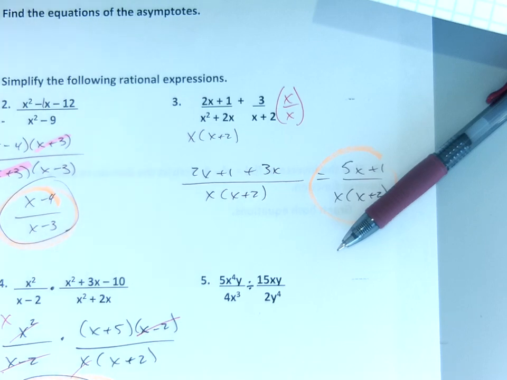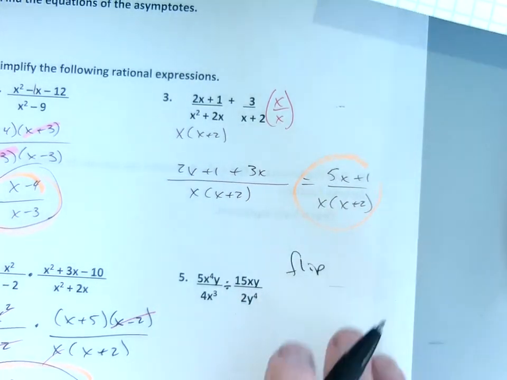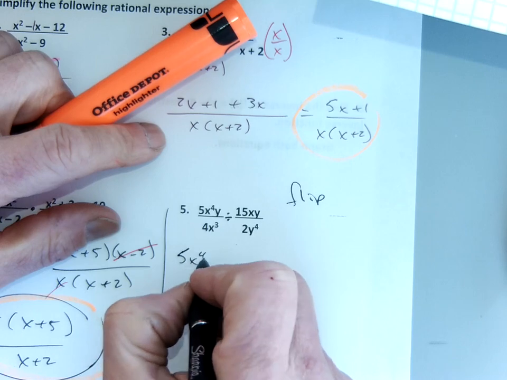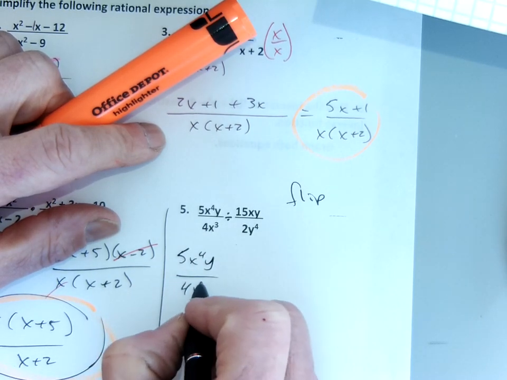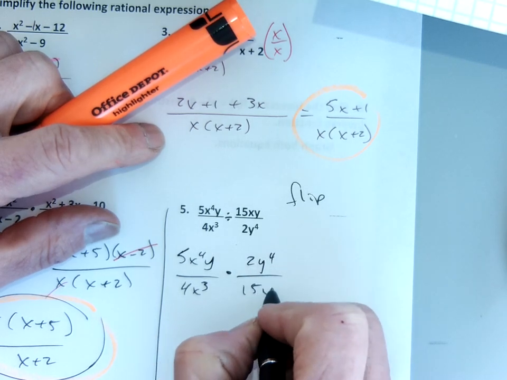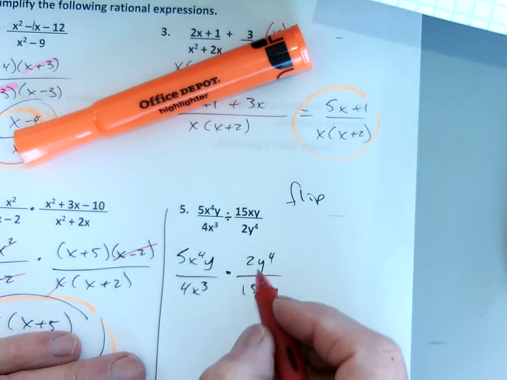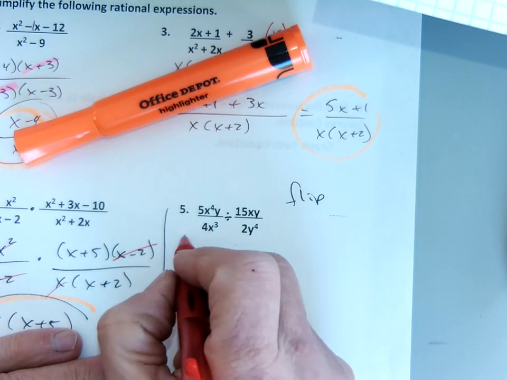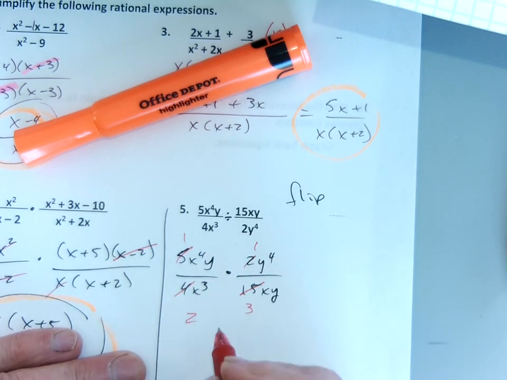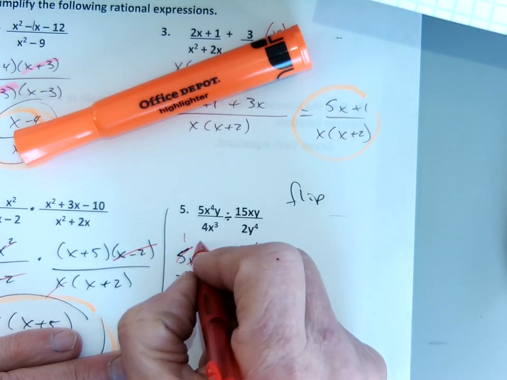5. I'm going to invert and multiply, right? Flip the second fraction. So I'll rewrite it: 5x to the 4th y over 4x cubed, times 2y to the 4 over 15xy. And anything on top will cancel with anything on the bottom. We'll start with the whole numbers. 5 and 15 would reduce to 1/3. 2 and 4 reduce to 1/2. Let's see, 3 of these x's can cancel 3 of these x's, which just leaves an x over.